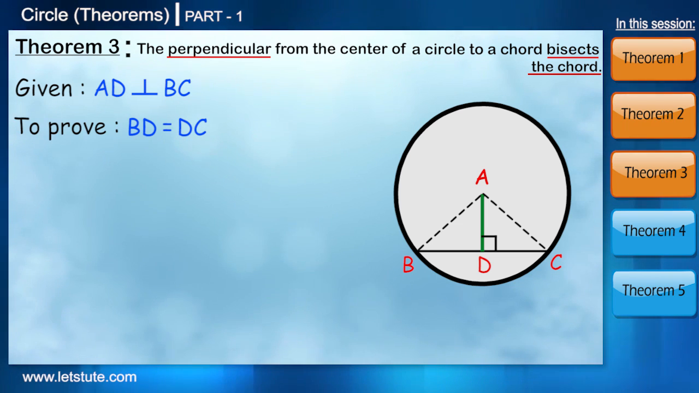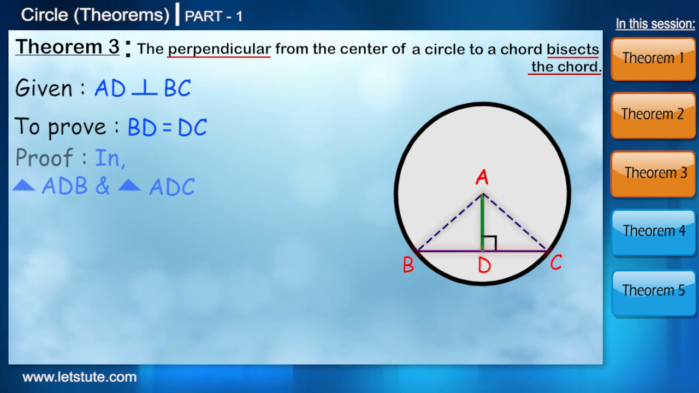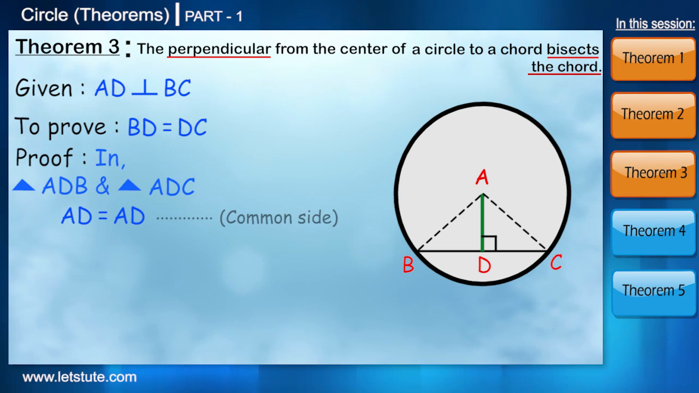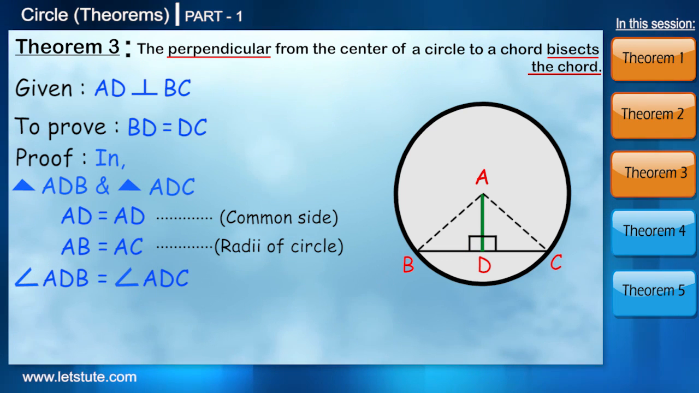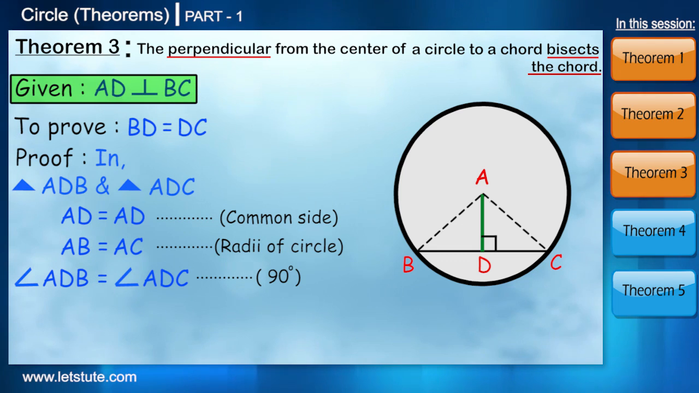Here we can see two triangles, triangle ADB and triangle ADC. In these triangles, AD is equal to AD because it's a common side in both the triangles. And AB is equal to AC because they are the radii of the same circle. And we have angle ADB equal to angle ADC, and both are equal to 90 degrees, since we are given that AD is perpendicular to BC.